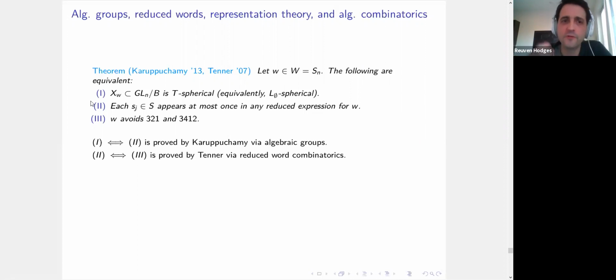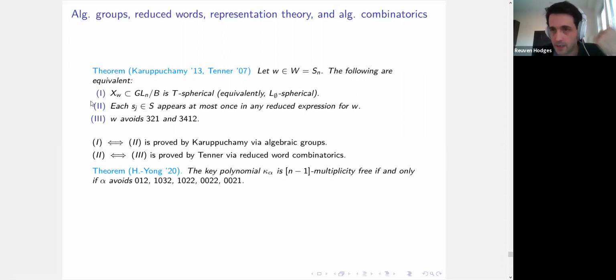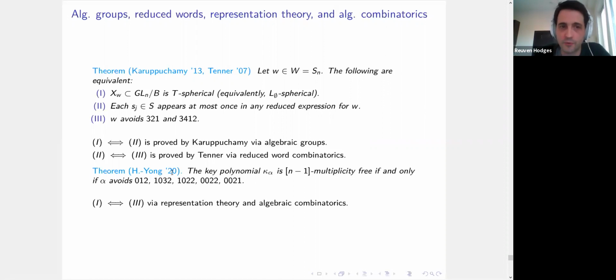And the proof of the equivalence of 1 and 2 is essentially this Karuppuchamy result. And the equivalence of 2 and 3 is proved by Bridget Tenner, and there's no geometry involved whatsoever. She was just interested in looking at the combinatorics of reduced words. And so what Alex and I do in a subsequent paper is we prove the following. We prove that the key polynomial kappa alpha is n-1 multiplicity free, which is monomial multiplicity free, if and only if alpha avoids the following 5 patterns. And so this actually allows us to prove directly the equivalence of 1 and 3.